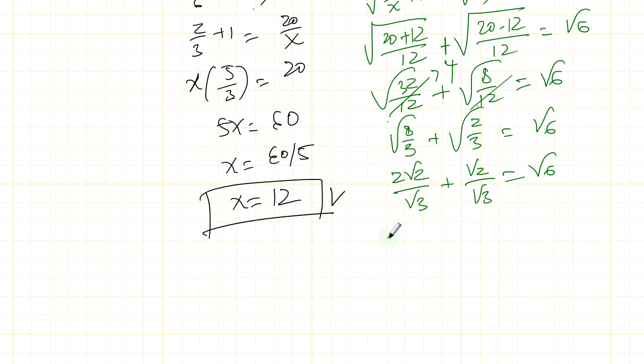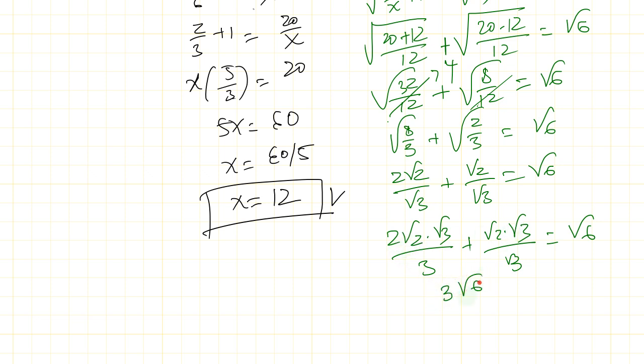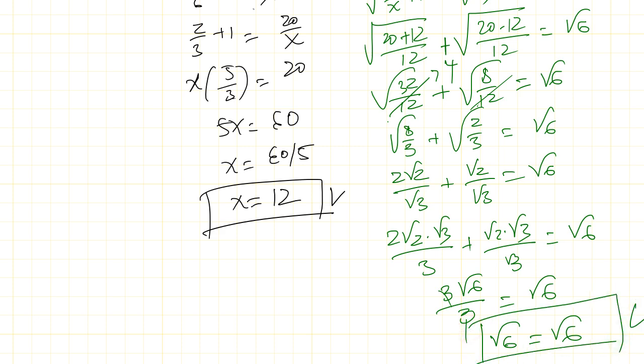Now let's rationalize. This is 2 times square root of 3, and its square is only 3, plus this one, 2 times square root of 3, and its square is only 3. It's the same denominator, so we have 2 plus 1, which gives 3 square root of 6 over 3. This is the square root of 6, and from here we get square root of 6 equals square root of 6. Okay, so we're done.